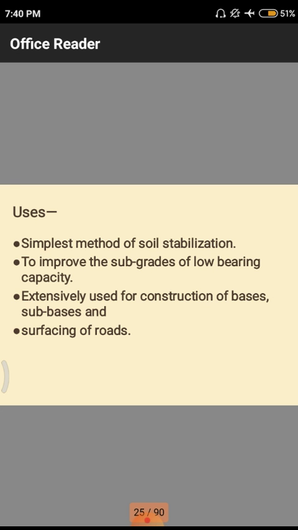Next one, extensively used for construction of bases, sub-bases and surfacing of roads. That means base, sub-base and surfaces. In this particular sentence we are having three terms. Surfacing of road is the first one. On the surfacing of roads we have to observe vehicles simply moving, so whenever the vehicles are moving on the roads, automatically the tire pressure is exerted on the surface of the road. Okay, so the surface of the road has a huge amount of strength and bearing capacity.